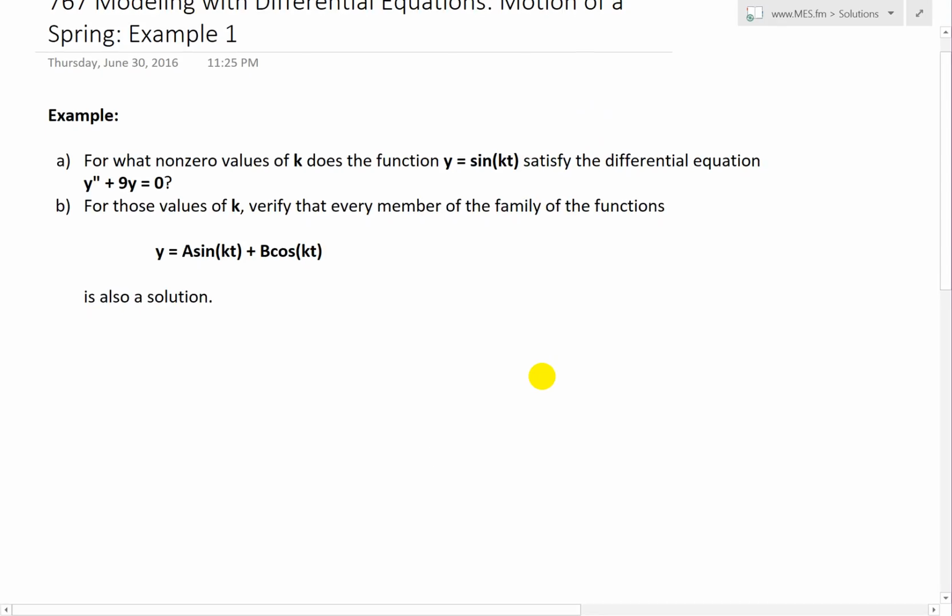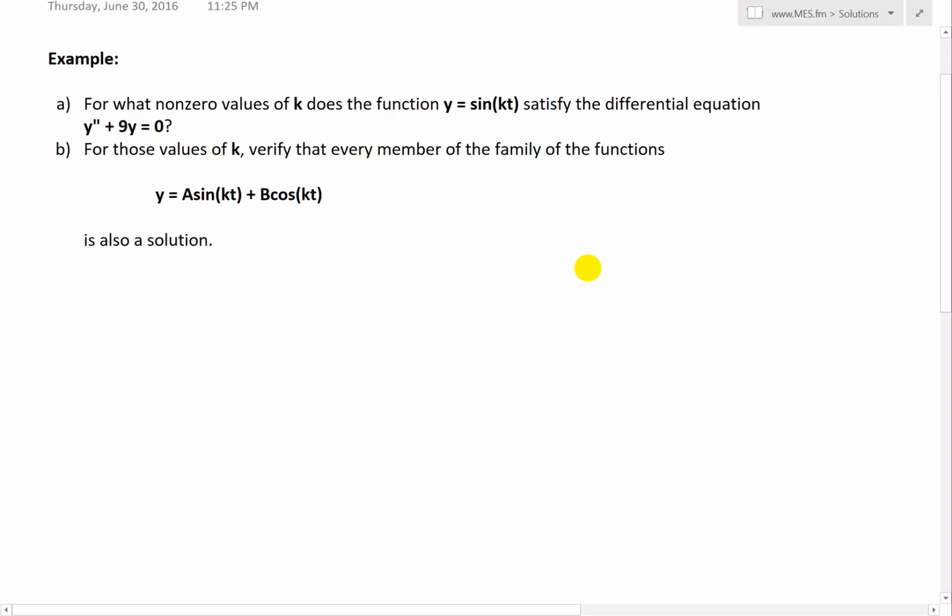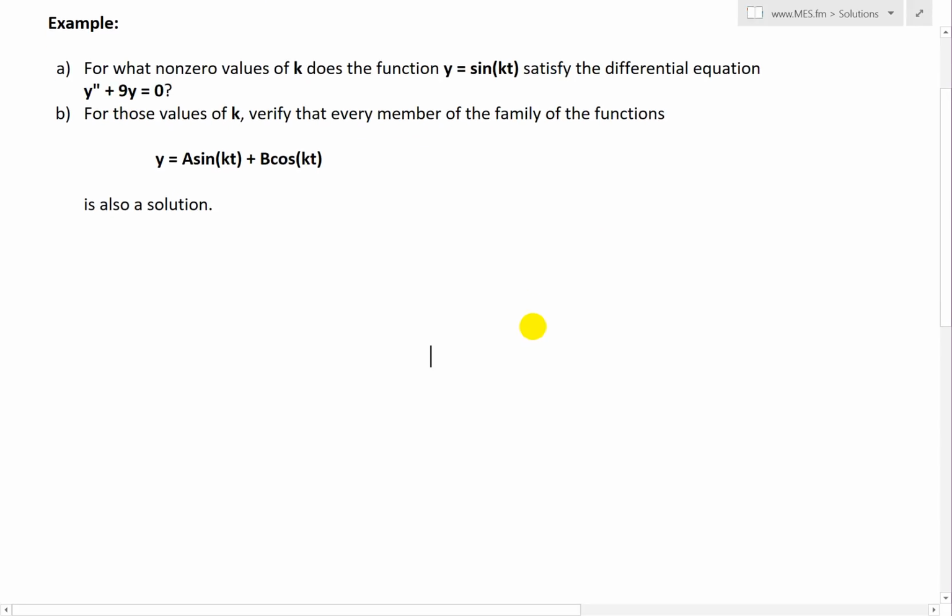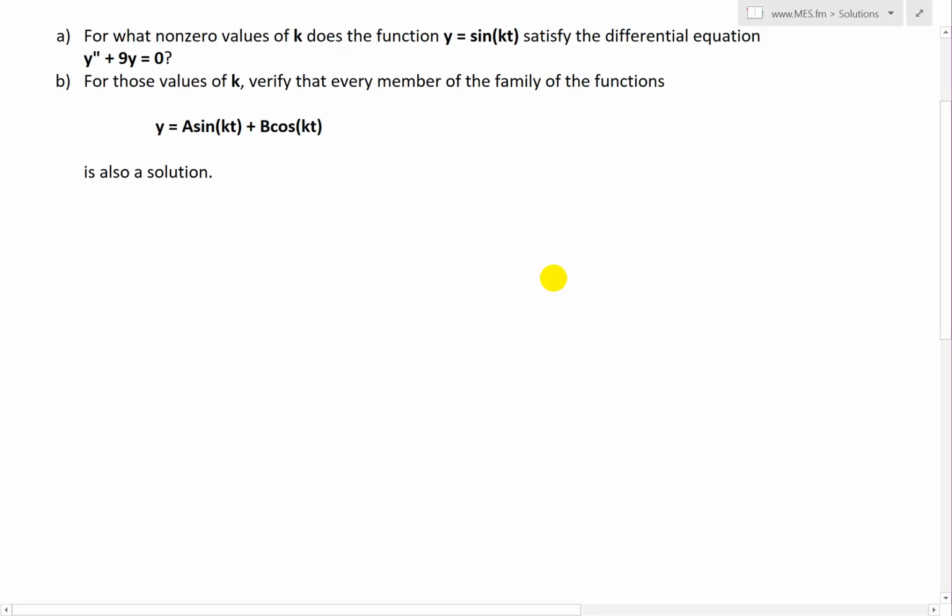And basically solve this example, which states part A, for what non-zero values of a constant k does the function y equals sine kt satisfy the differential equation y double prime plus 9y equals 0. And then part B, for those values of k from part A, verify that every member of the family of functions y equals a times sine kt plus b cos kt is also a solution.